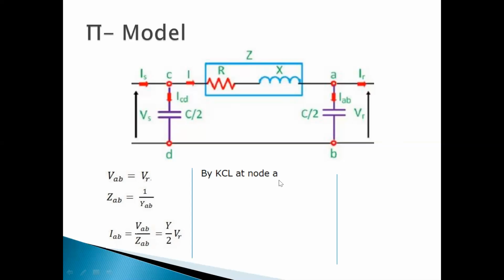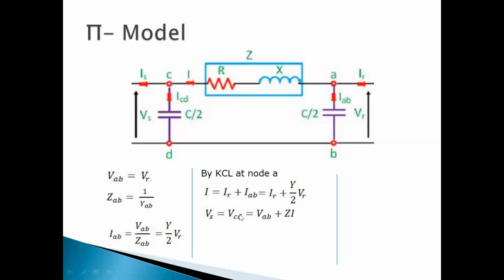By KCL at node A, now we apply KCL to find the value of IR, but for that, firstly I have to know this value I. So I is equal to IR plus IAB. This is KCL at node A: the sum of current entering is equal to the sum of current leaving. The current entering here is I, and the current leaving is IAB and IR. So I just put the value of IAB here. I'm going in reverse by solving this circuit.